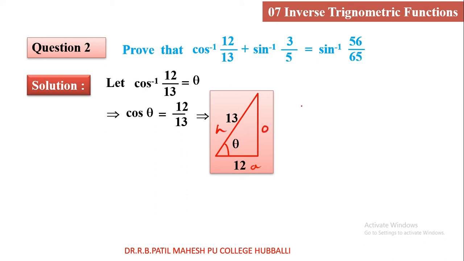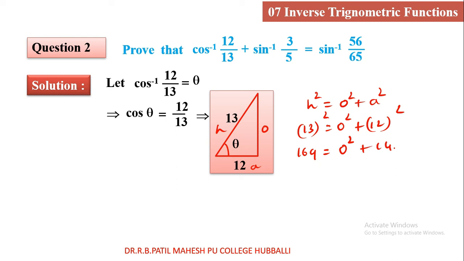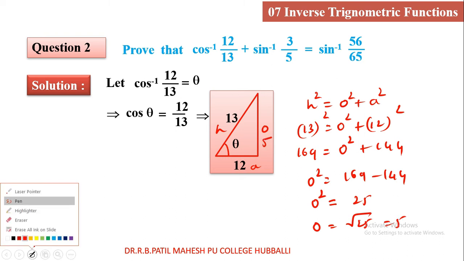Using Pythagoras theorem, hypotenuse square is equal to opposite square plus adjacent square. Hypotenuse square means 13 square, opposite square we don't know, keep it as it is, adjacent square is 12 square. 13 square is 169, 12 square is 144. So opposite square can be written as 169 minus 144, which is 25. Just the opposite side, not the square: root of 25 will be 5. So using Pythagoras theorem the opposite side is 5.